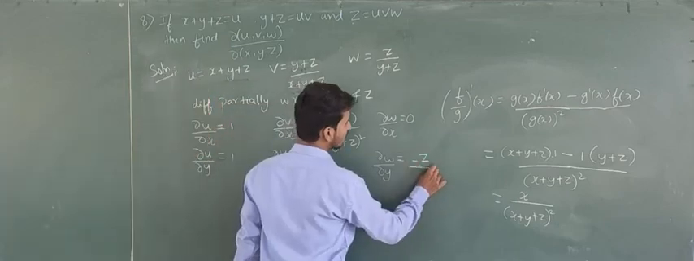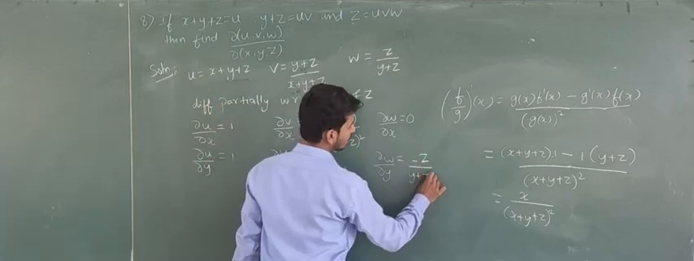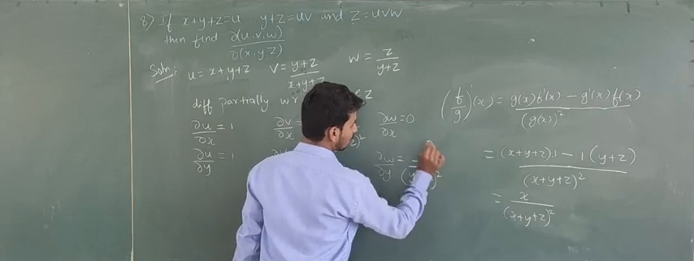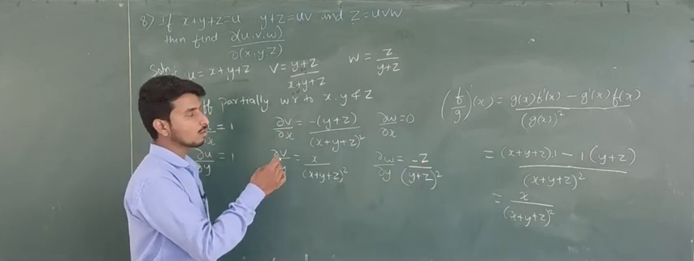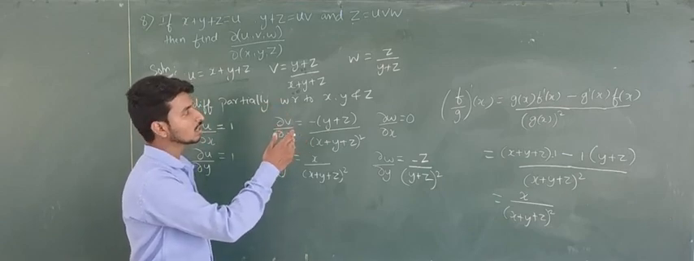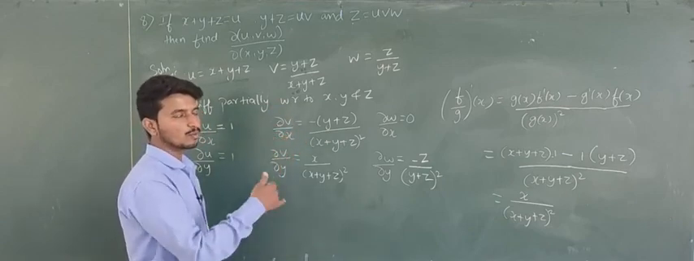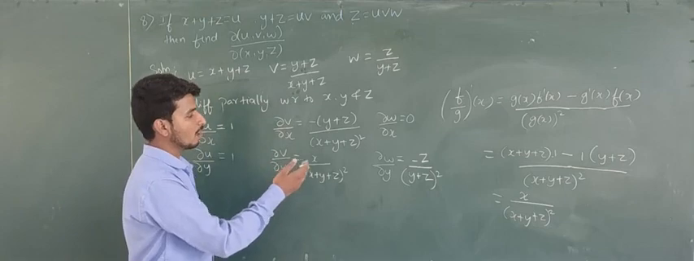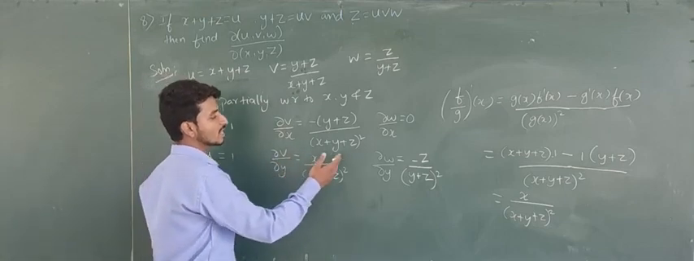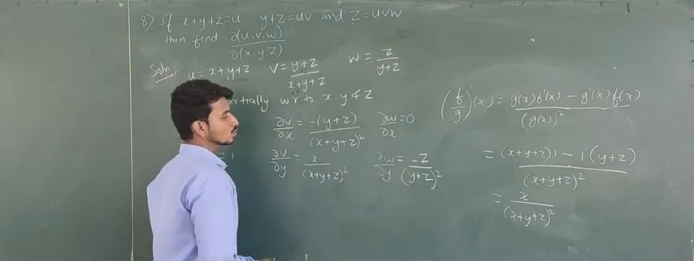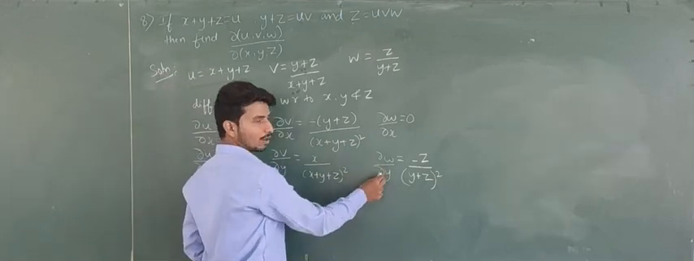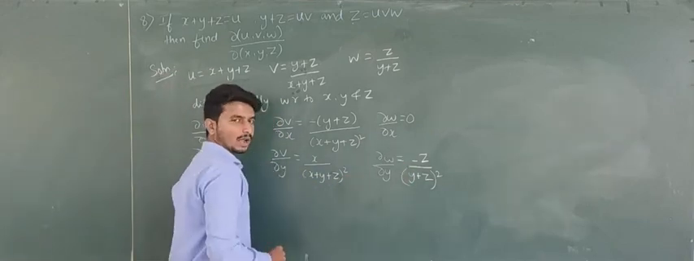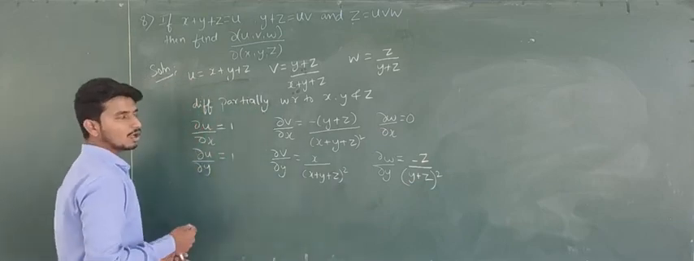Next dou w by dou y, minus z by y plus z whole square. Or we can take differentiation of 1 by y. 1 by y means here z will be the constant. Differentiation of 1 by y will be minus 1 by y square, that we can write as minus z by y plus z whole square. That is nothing but dou w by dou y equal to minus z divided by y plus z whole square.